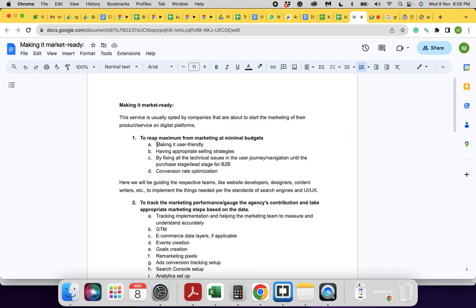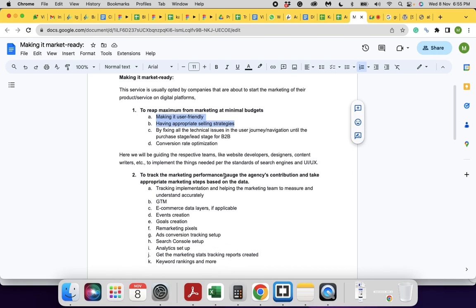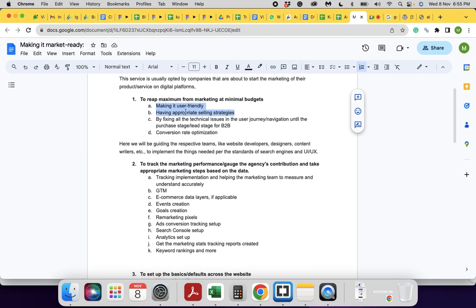It is also to make it user friendly and have appropriate selling strategies, by fixing all the technical issues in the user journey, from navigation until the purchase stage or the lead stage for the business. That is conversion rate optimization. Did you all get these points? It makes sure the website is user friendly and has all appropriate selling and marketing pictures. The problem is, many times digital marketers launch paid marketing campaigns but realize much later that the payment gateway is not working.